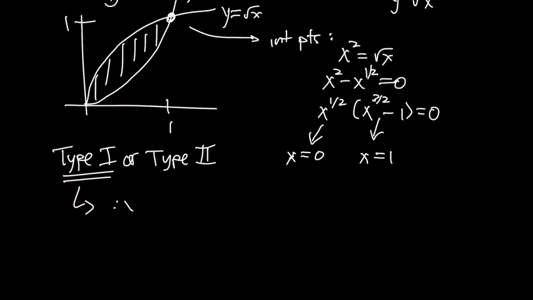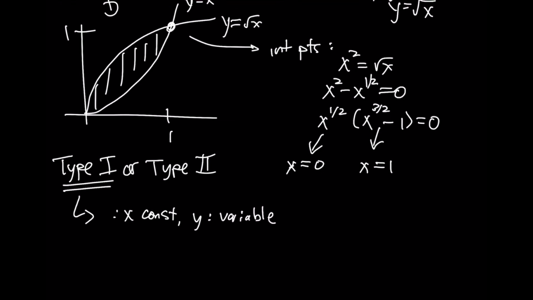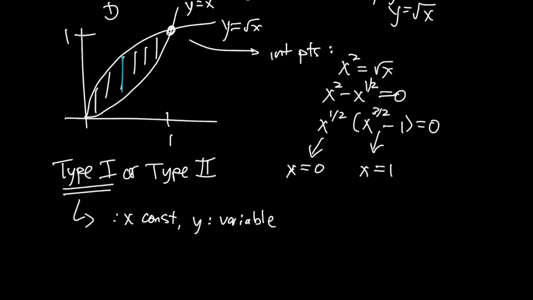If it's a type 1 region, the x limits will be constant, and then the y limits will be variable. Essentially, what we're talking about is building some sort of slice that looks like this at some fixed x range. The lower curve is x squared, the upper curve is root x. So in this case, our limits of integration would go from 0 to 1 for x, and x squared to root x for y.